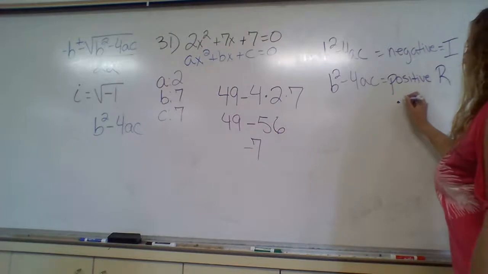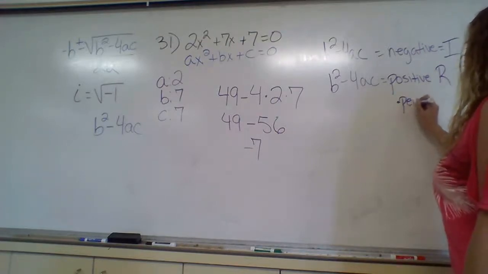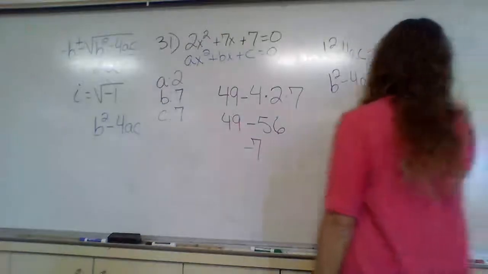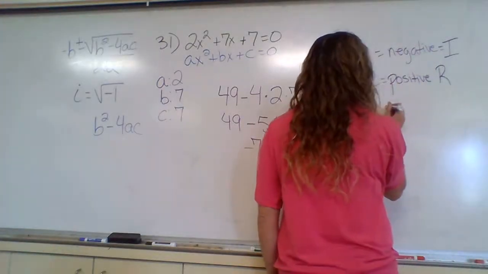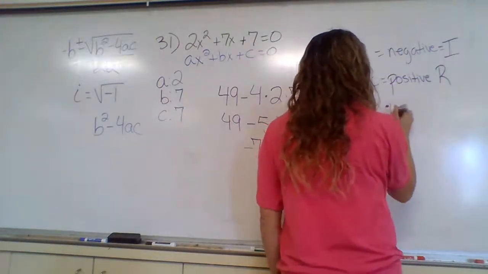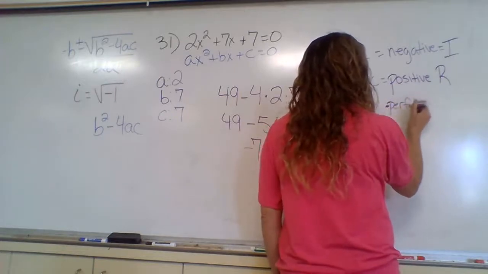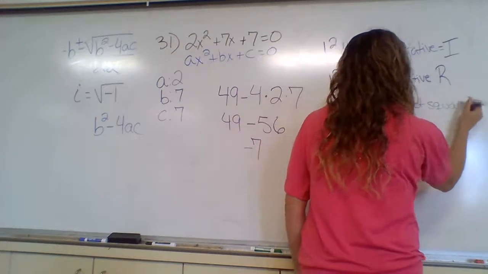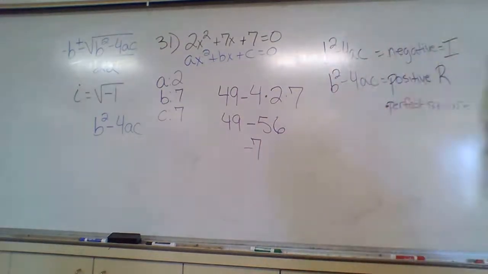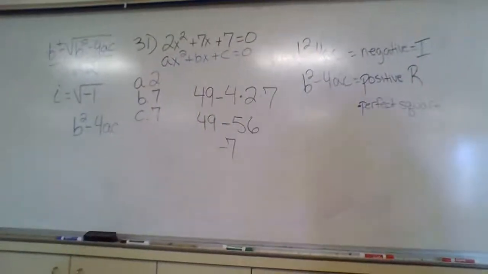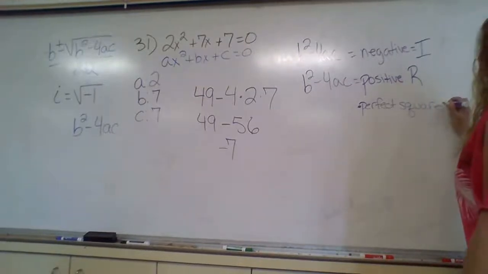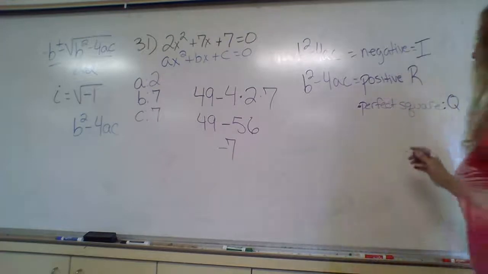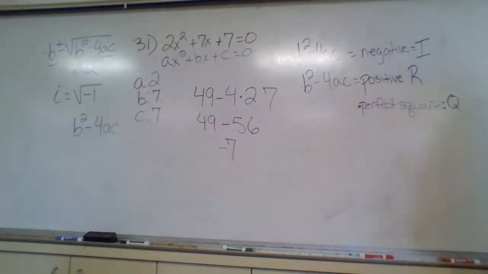If it's a perfect square, then it is rational, which they've been writing with a Q, whatever. So it's rational, and if it's not a perfect square, it's irrational.